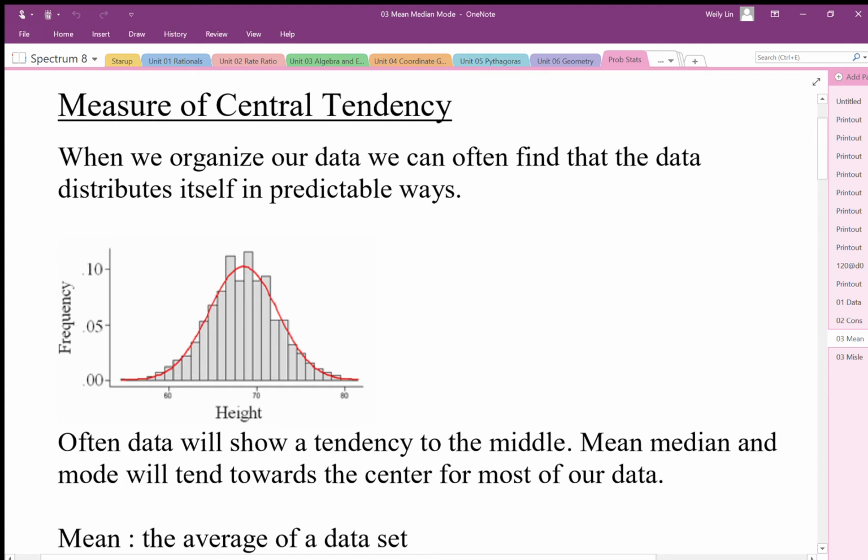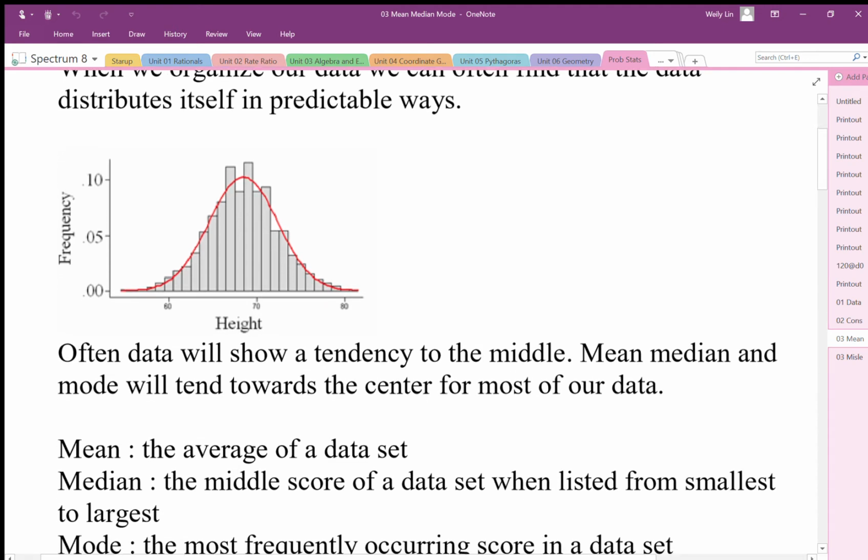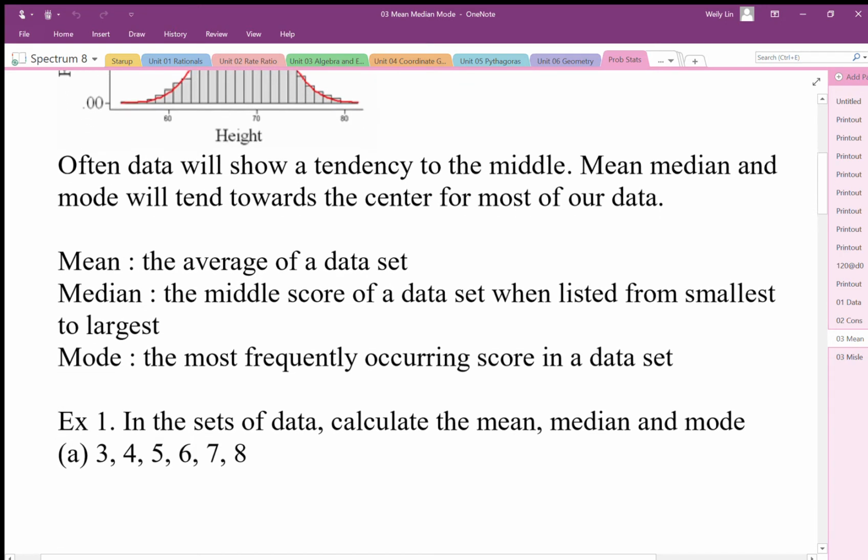And so the data tends to go towards the middle. Most of the data tends to be in the middle. So this is what we call the measure of central tendency. Mean, median, and mode are what goes to the center. Now, we need to make sure we understand what mean, median, and mode are.